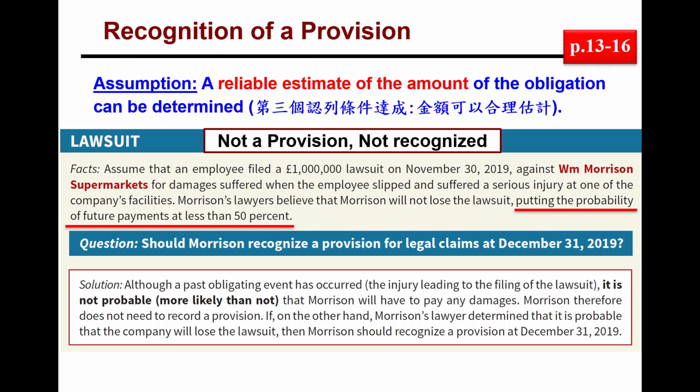So based on this case, they find out the probability that they will lose the lawsuit and pay the money to someone else. They think the possibility is less than 50%. When you find out it is less than 50%, what does it mean? It's not probable, right? Since it's not probable, do you need to provide the information? You don't need to, okay? So you just skip it. You don't need to do anything about this case, okay?